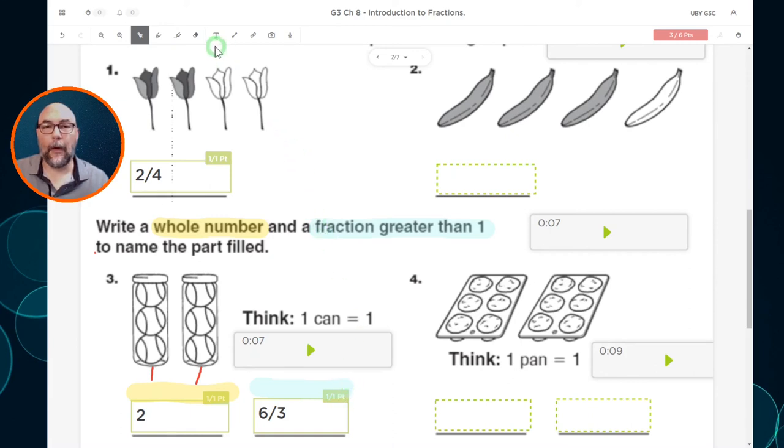I'm going to help you out with that second one because it is really tricky to look at and remember. So here's your clue. Think. One pan equals one. So one pan is one and the other pan is also one. Then we want to figure out our denominator, which is how many is in this pan. And then we figure out our numerator, the top number, by counting all the muffins in both pans together.